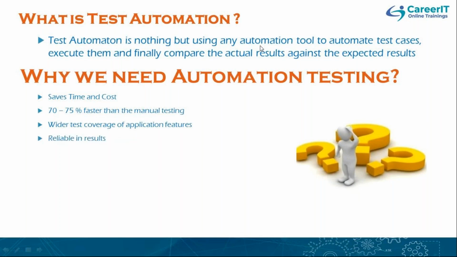The results which we get will also be more reliable. In automation we have something called taking a screenshot. Whenever any test case fails, we can write a script to take a screenshot. By seeing the screenshot, we can come to know what exactly happened there, whether it failed and why it failed. That's why the results we get from automation are the most reliable.